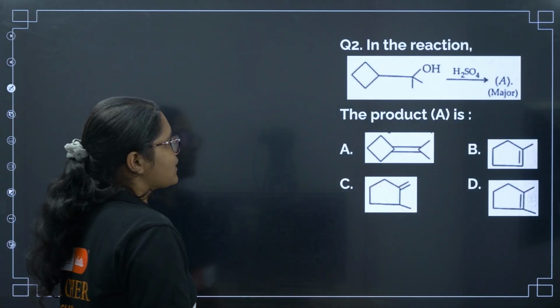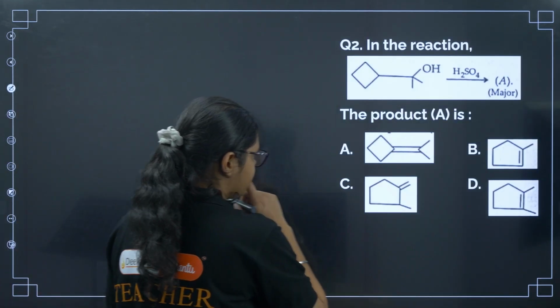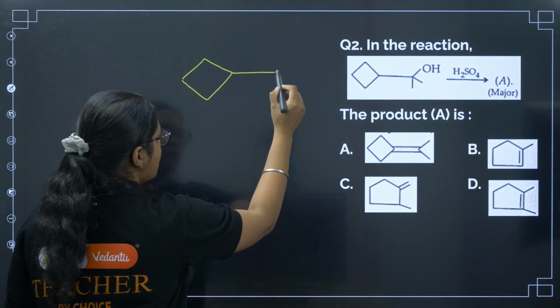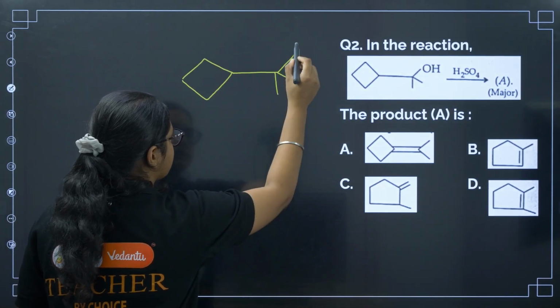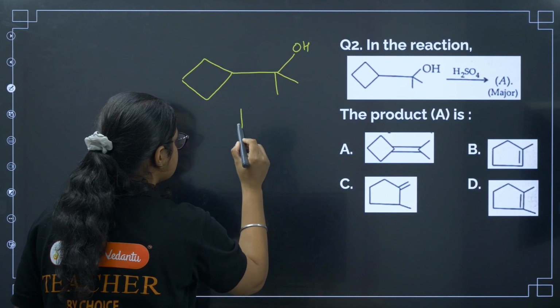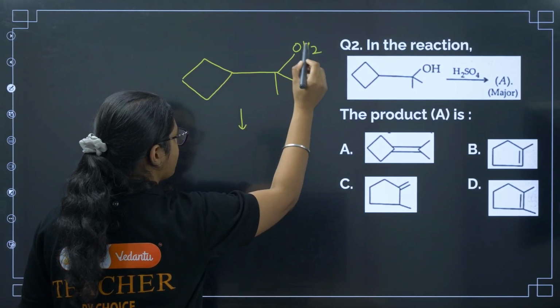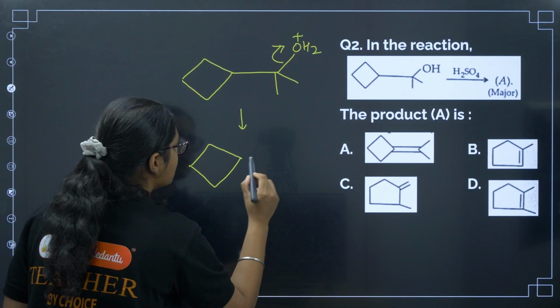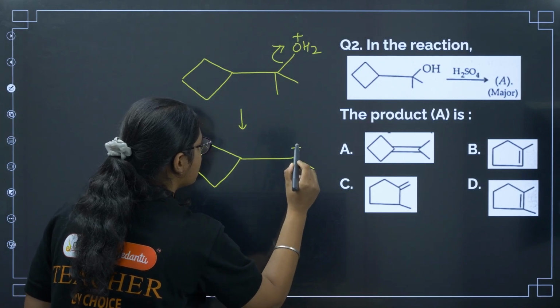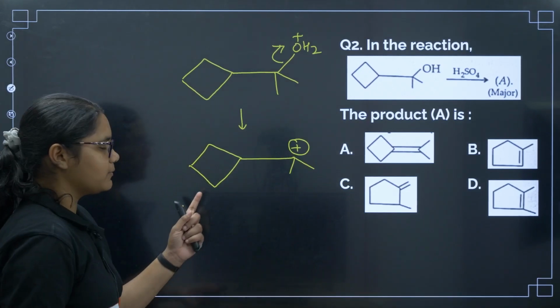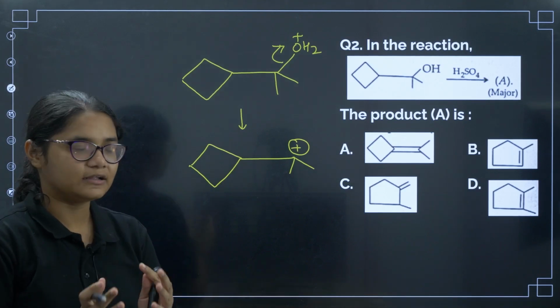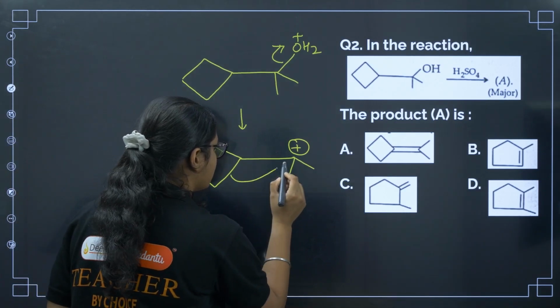Now next question, in the reaction, you have to find the major product. This one is again a very good question. You have a structure like this and we have OH here. When there is H plus, this one will be protonated and then it will leave and we will get a carbocation here, right? Now if you see, this is a 4-membered ring, so there can be a ring expansion because 4-membered rings are strained molecules. So what will happen, this bond will go here.